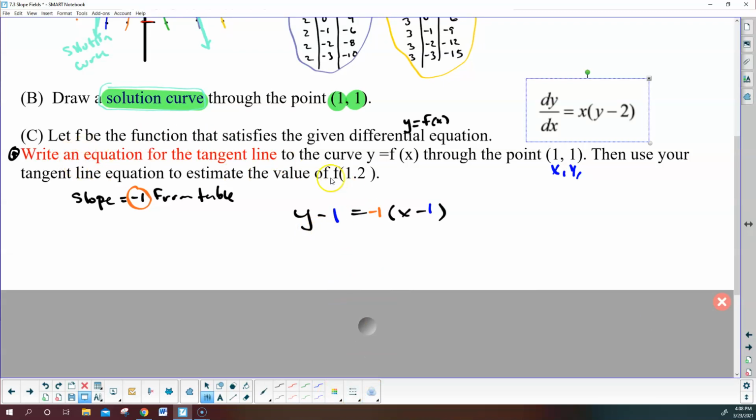The reason why I'm going to distribute and simplify is because it says then use your line to estimate the point 1.2. Actually, it might be easier to simplify it right here. If you just plug 1.2 in, that might be pretty quick. But I'm not sure a lot of students would do that, so I'll distribute first. And then when I add 1 over here, I get 2. Now, that's the equation of the tangent line.